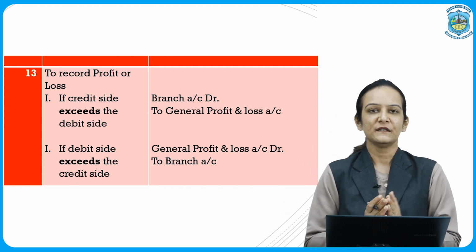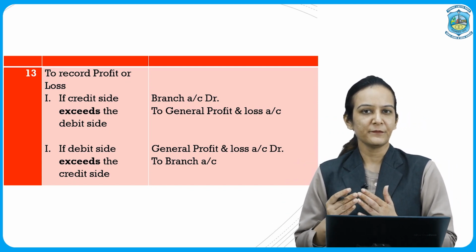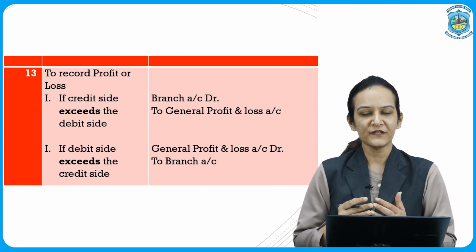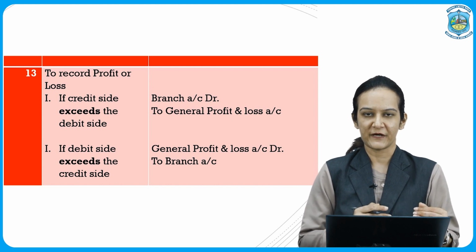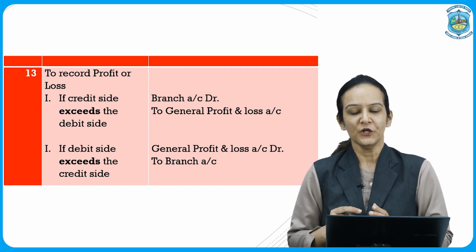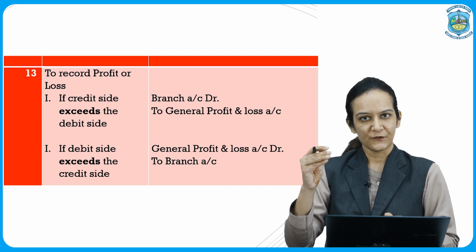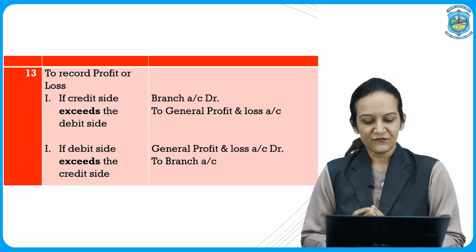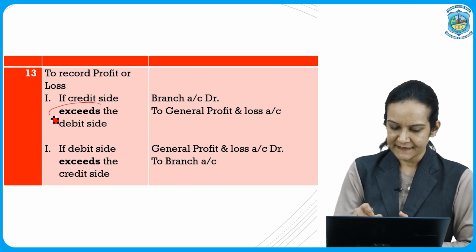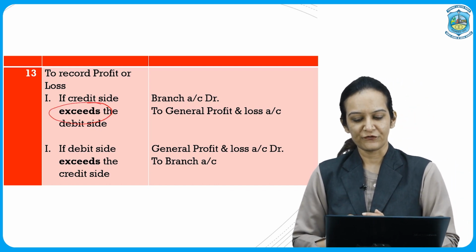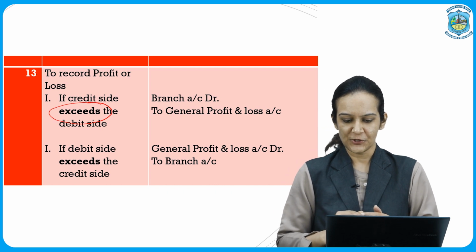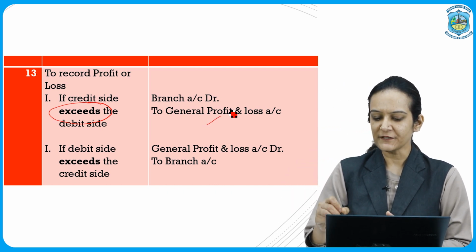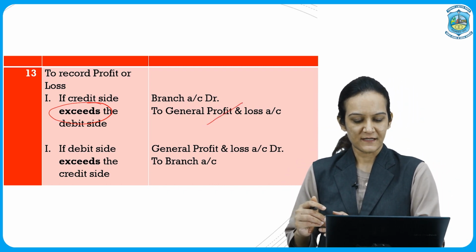And finally, the objective of preparing the branch account is to know the profit and loss of every single branch, of every individual branch. So we get the profit if the credit side of the branch account is greater than the debit side. So if the credit side exceeds the debit side, there is a profit, and for the profit the journal entry is branch account debit to general profit and loss account.